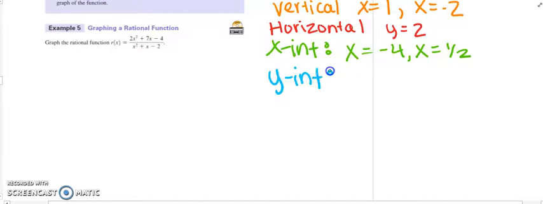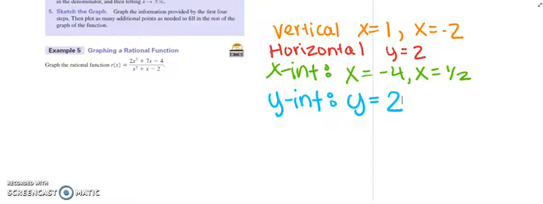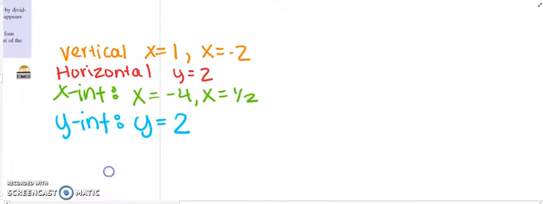Now you can graph this on your calculator and get a good idea. Absolutely do that. That's fine. I will expect you to do all of this though on the calculator portion as well.